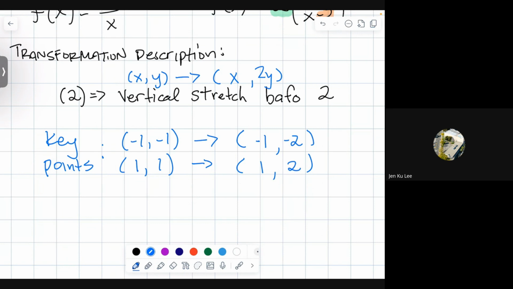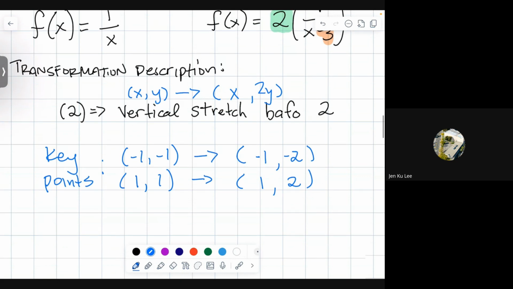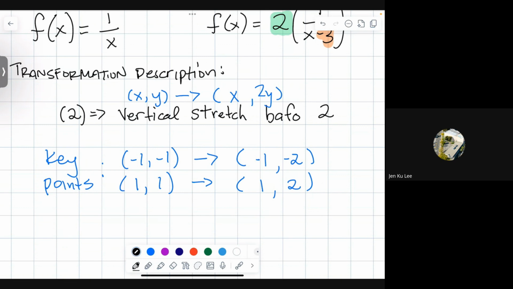Questions on that? No, right? Simple. Correct? Okay. So now I can graph those 2 points.